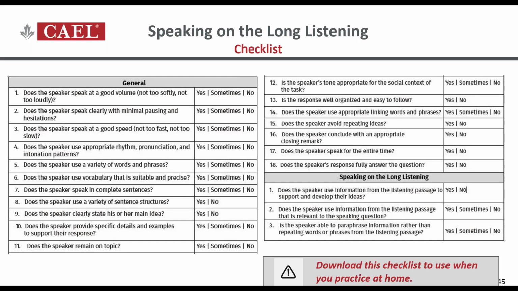Okay, so I hope that makes sense so far. Feel free to ask me if you have any questions. And like I said, the email today will also include this speaking checklist, so you can check this at home and you can practice with it if you want.